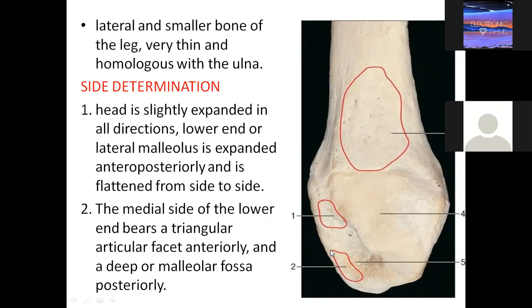Okay, why is it expanded? Because it is projecting downwards. Okay, I told you the medial side of the lower end is bearing a triangular articular facet anteriorly, and this fossa, 1 2 is written here, right? That is the malleolar fossa, which is posterior. Okay, this will help us to determine the side.